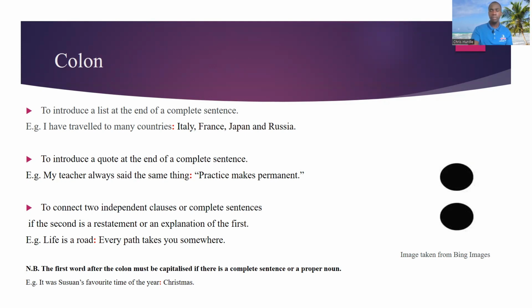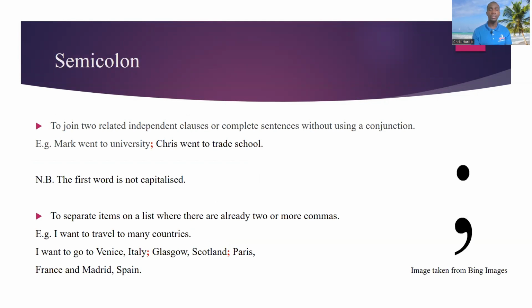And this punctuation mark is often confused with the punctuation mark that we're about to get to: a semicolon. Not only are they different in their appearance, but they also have completely different functions. So a semicolon is used to join two related independent clauses or complete sentences without using a conjunction. So when we want to join two related sentences without using a conjunction, we use a semicolon.